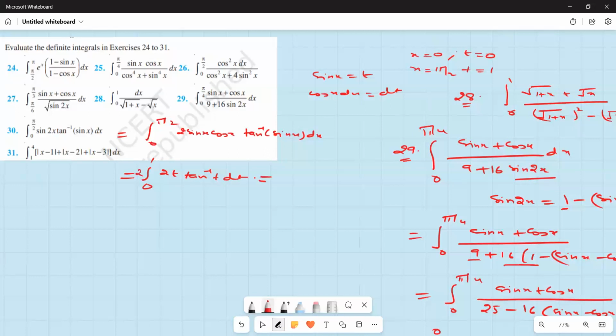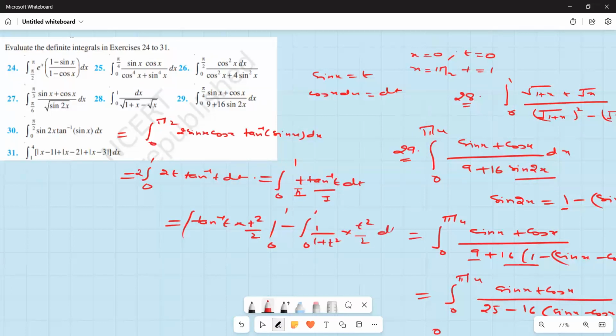So by parts, 0 to 1, t tan inverse t. Use ILATE. This will be your first function, and this will be your second function. Then solve it. So this is tan inverse t into t square by 2, 0 to 1, minus 0 to 1, 1 upon 1 plus t square into t square by 2 dt.